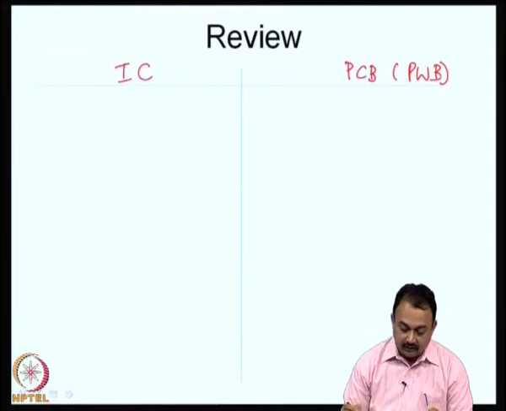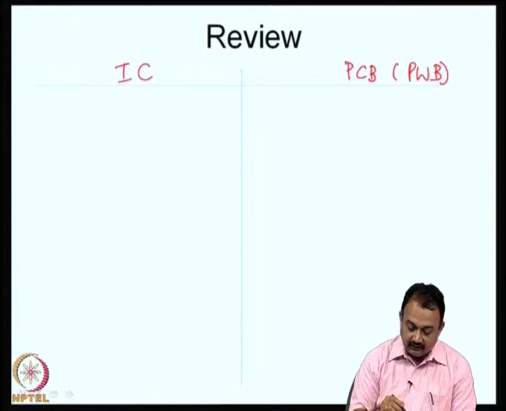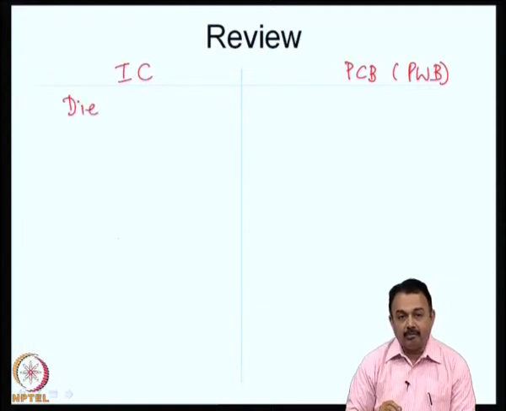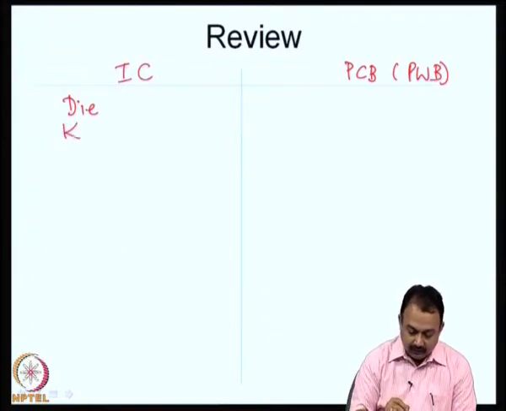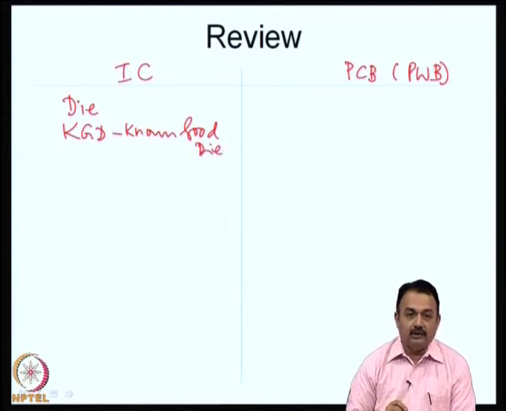Now, first let us look at some terms that we have seen in the last chapter as far as the IC is concerned. IC stands for integrated circuit. You can also use terms like a die. Die also represents an active device. Okay. We also looked at the term called KGD, which is known as known good die. A known good die is one that is tested after fabrication.